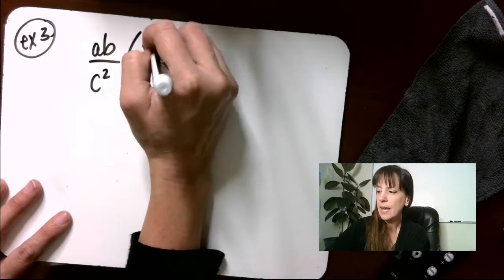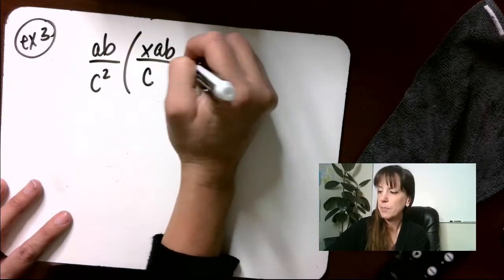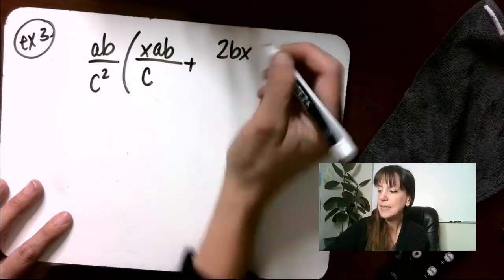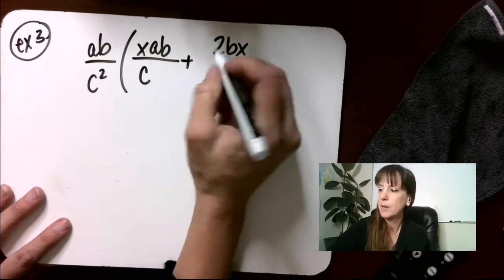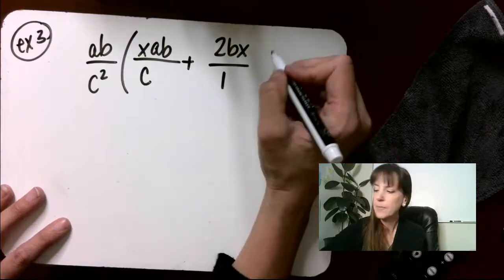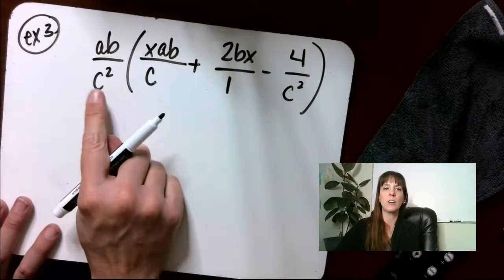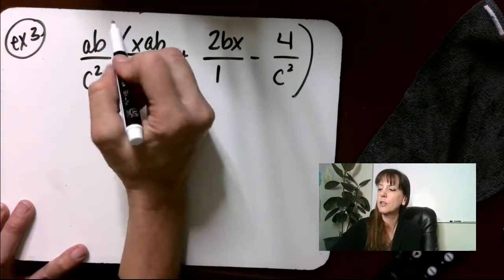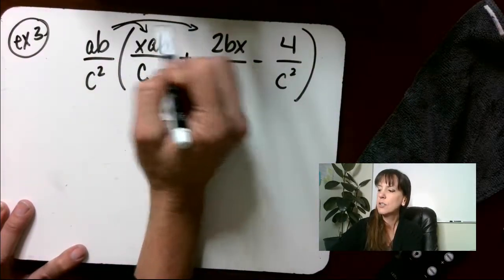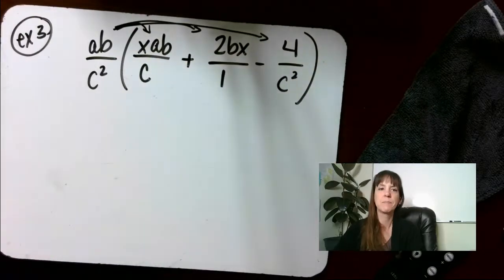And then we have XAB over C plus 2BX. It's written just like 2BX in the book, but I'm going to automatically put it over a 1, right? Minus 4 over C squared. So this time we're going to be multiplying this chunk. We're going to be distributing it to this chunk, and that chunk all the way over there, okay?